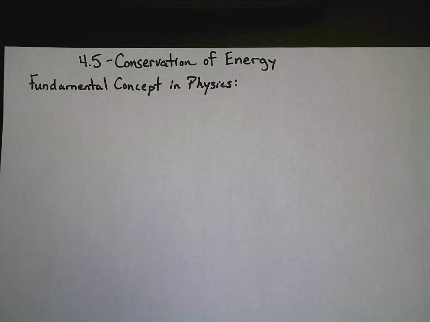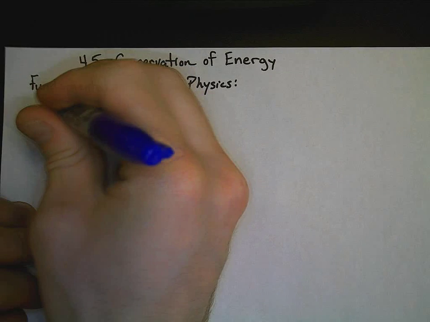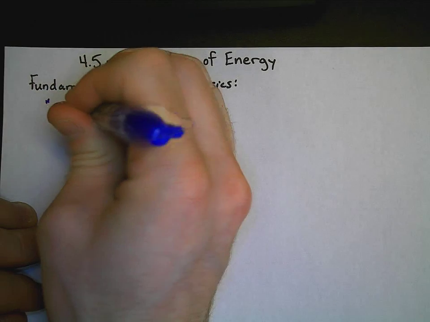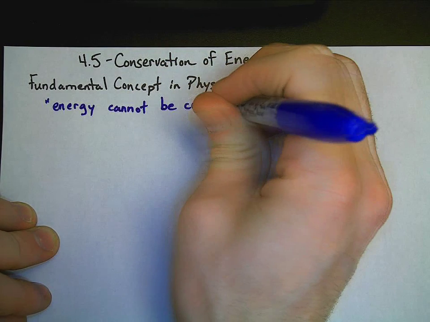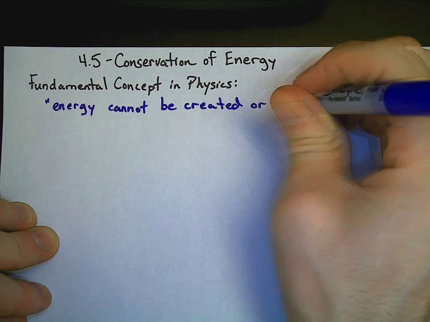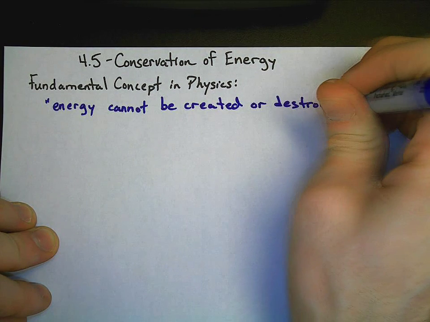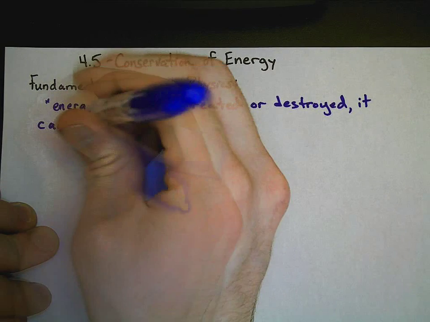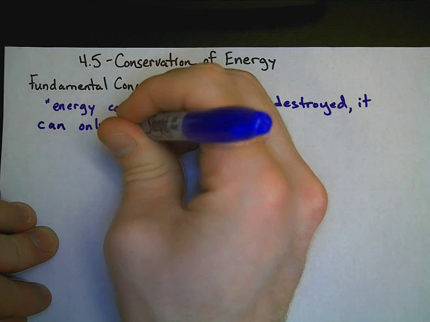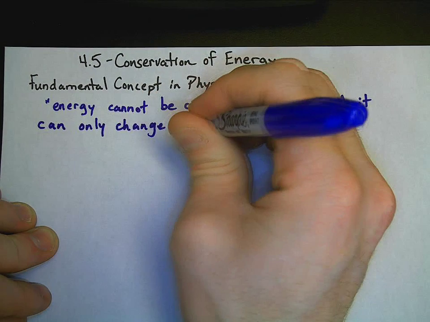For section 4.5, what we're actually going to be studying and looking at, with a few examples, is one of the fundamental concepts that we see in physics, and that is the conservation of energy, which tells us that energy cannot be created or destroyed. It can only change from one form to the other.